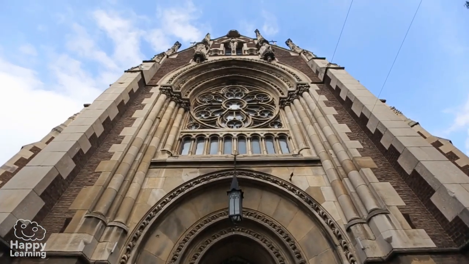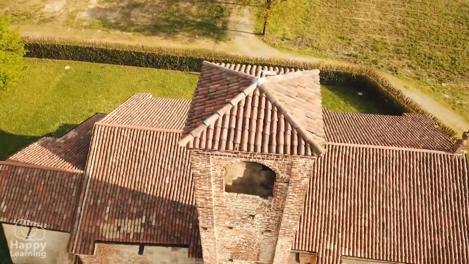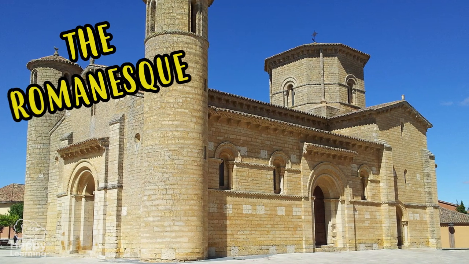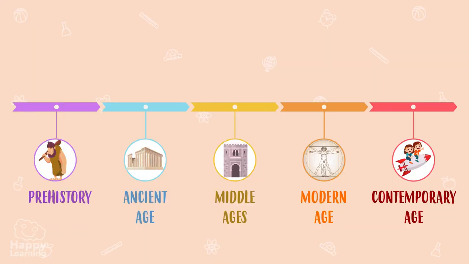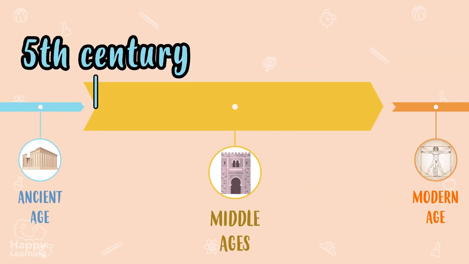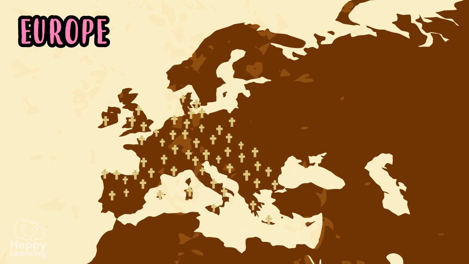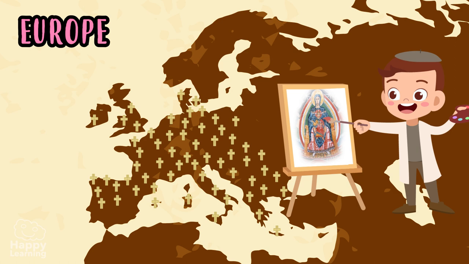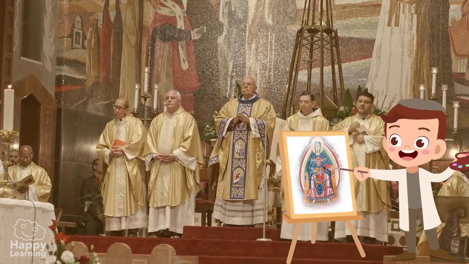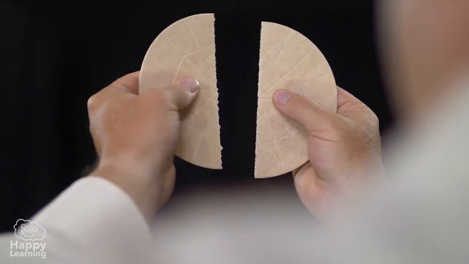The first thing we need to know is that during the Middle Ages, there were two major artistic movements, the Romanesque and the Gothic. During the Middle Ages, which, as you already know, is from the 5th to the 15th century, Christianity was the religion that dominated much of Europe. The church had a lot of power, and art was its best tool to convey its message to those who couldn't read or write, which was the majority of people.